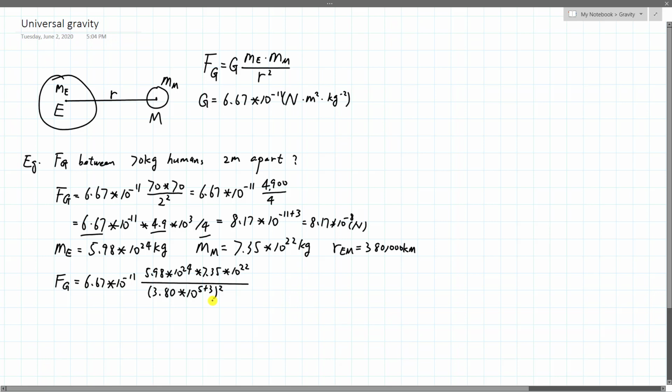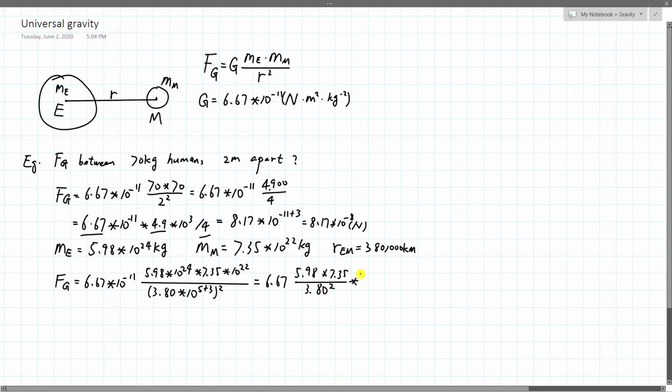I really hate punching all of these powers of 10 into a calculator, and you don't really have to. I'd rather you not do that at all. So this is how I would handle the powers of 10. Again, is to single them out. So this is what I will do. So 6.67 times 5.98 times 7.35, then divided by 3.80. That one is squared.